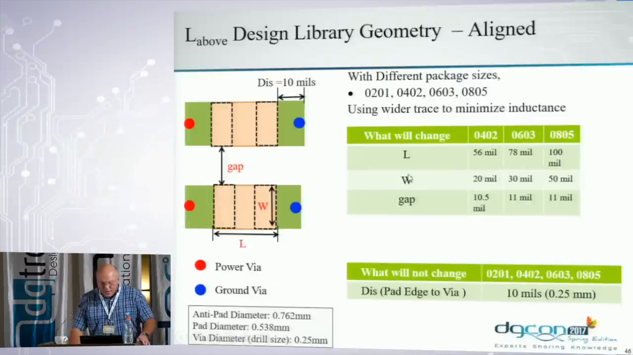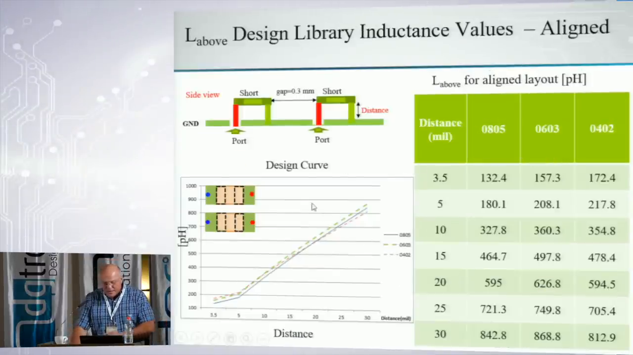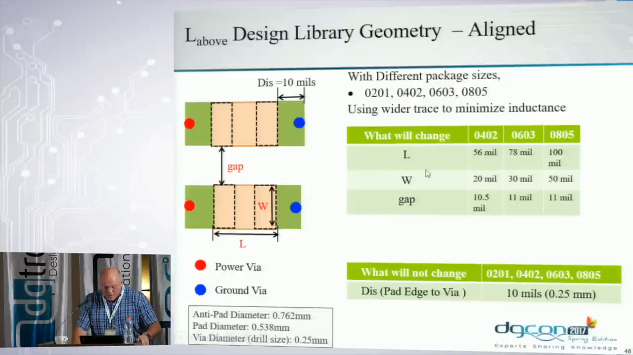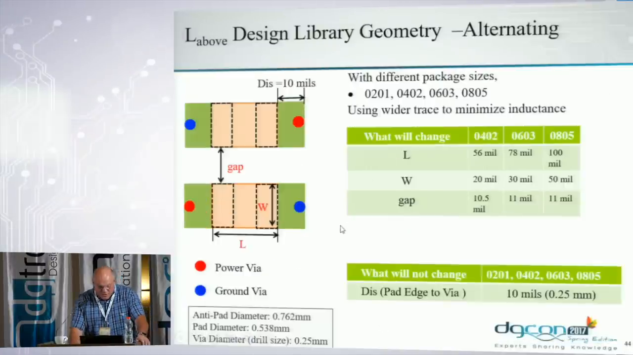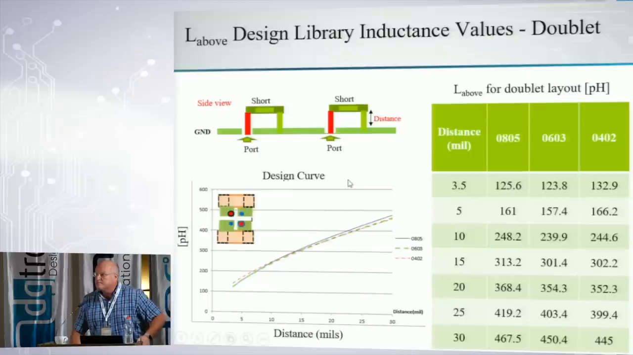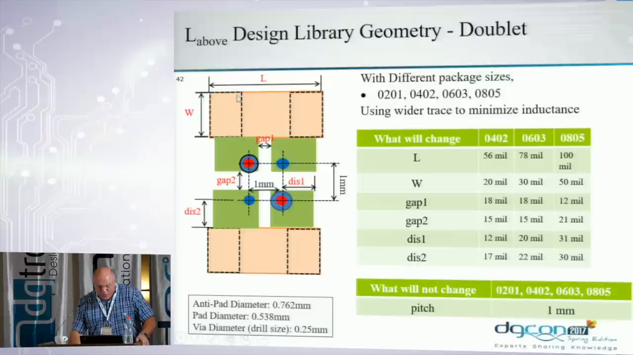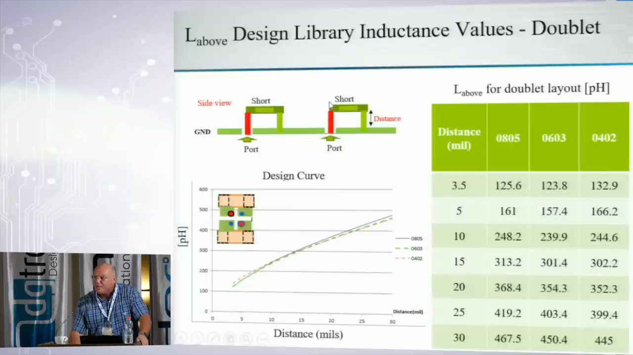So these design curves, okay, here we have a design curve, and these design curves have this distance. Let's look at the doublet. For this doublet, I give all the geometries for the traces, because this is the part now, not the vias, but the part from the top ground plane above and then through this distance.